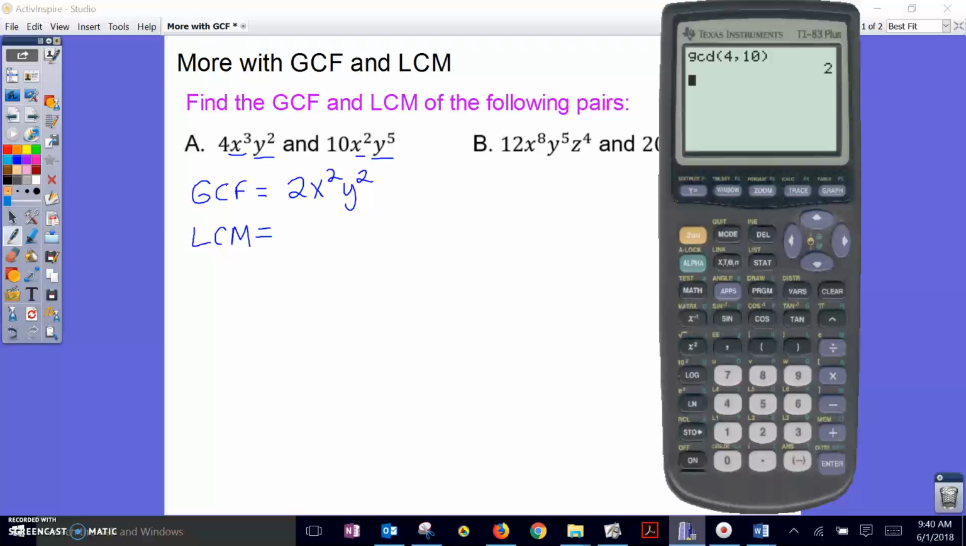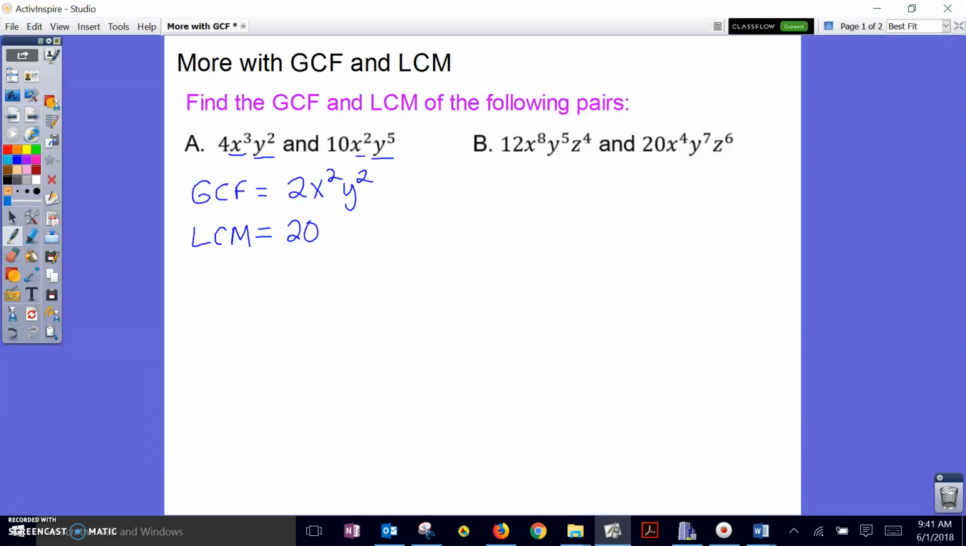And my LCM. I'm going to go ahead and find the numerical portion on my calculator. Command 8, LCM for 4 and 10. And that's 20. And 20 is bigger than both of the numbers in our original, which should remind us that we want the bigger power of the variables.